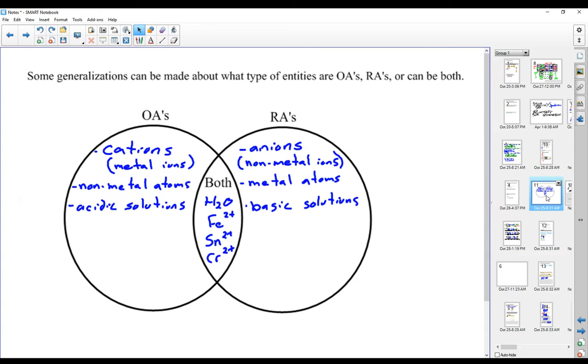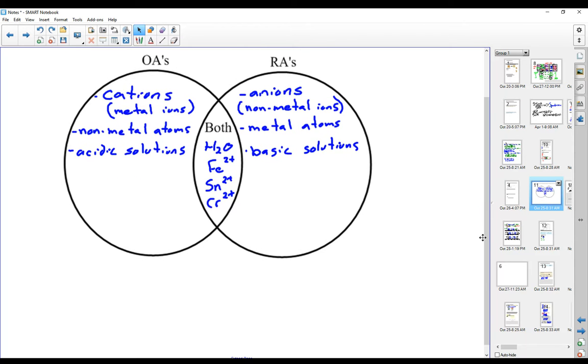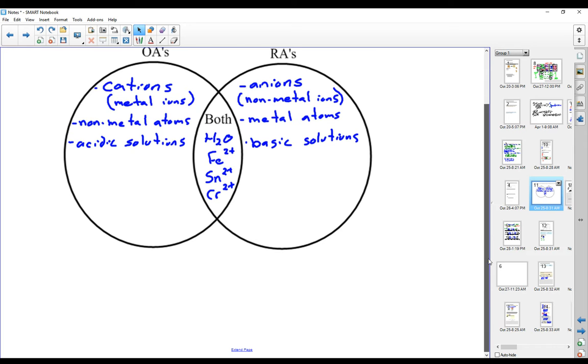Okay, we're gonna hop on to our Venn diagram here. Some generalizations can be made about what type of entities are oxidizing agents, reducing agents, or both. Oxidizing agents are usually cations, which are metal ions, non-metal atoms, and acidic solutions. Reducing agents are anions, non-metal ions. So for instance, anything in any of our non-metals, like chlorine, oxygen, any of that, metal atoms, and basic solutions. And then we have this category of both.